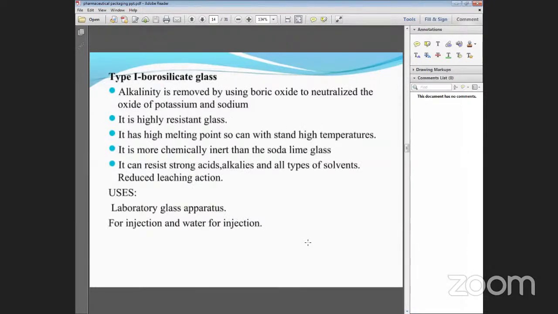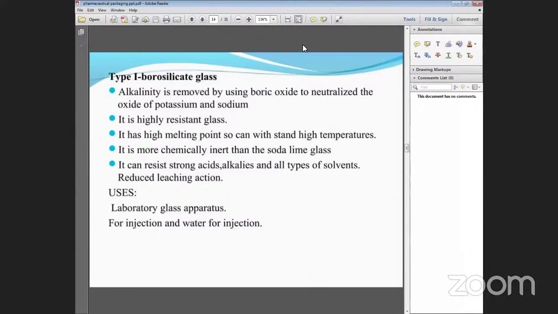Now let us know about type 1 glass, borosilicate glass. Alkalinity is removed by using boric oxide, to neutralize the oxides of potassium and sodium. The potassium and sodium oxides are removed by this process. It is highly resistant glass. It has a high melting point, so it can withstand high temperature, more than 100.